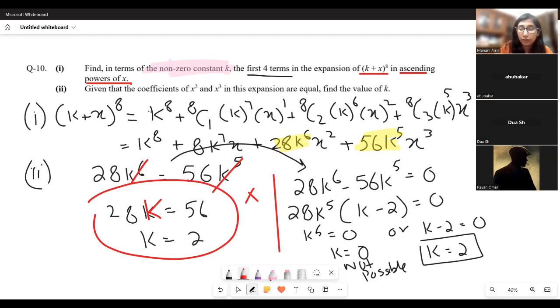दोनों आंसर्स दिखाओ कि एक आंसर आपका इसका 0 है और एक आंसर 2 है। And then, since the question says that k is a non-zero constant, so 0 answer is not needed. So 2 is the answer. Okay, next question.